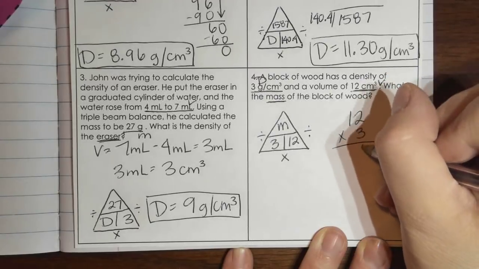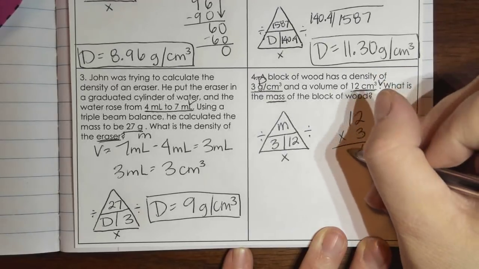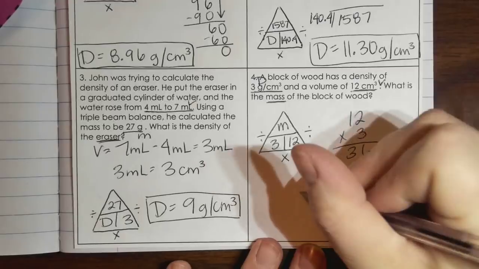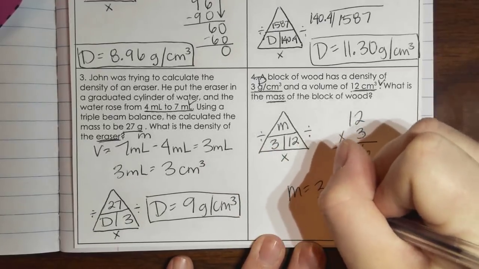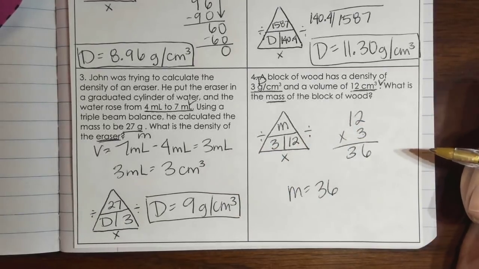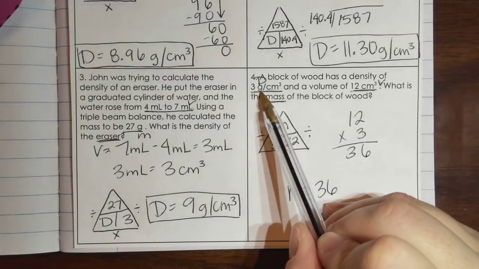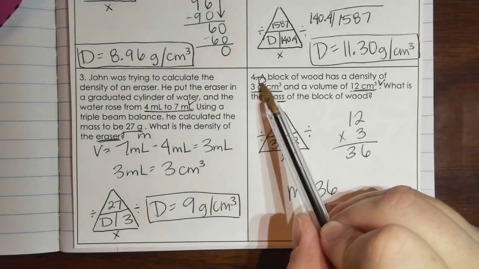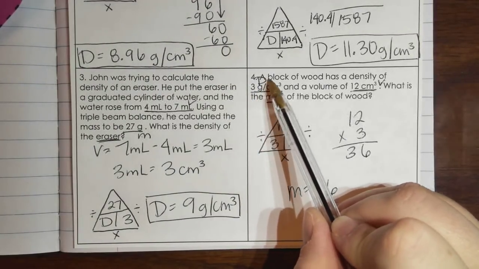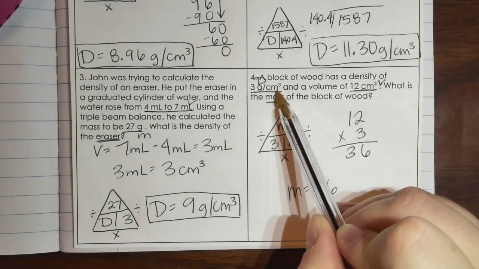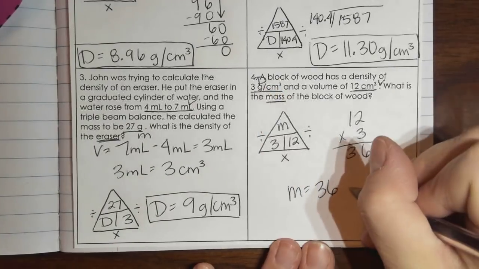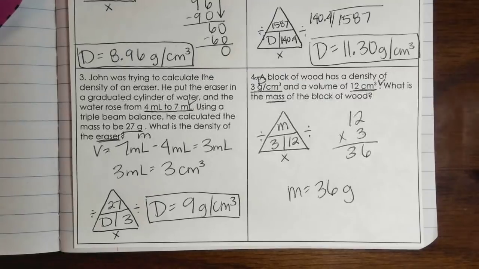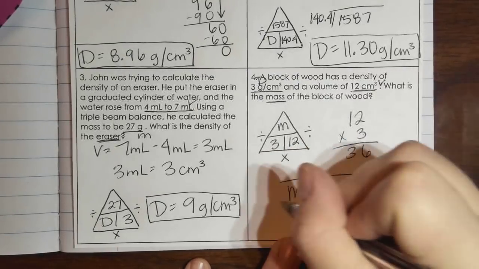3 times 2 is 6. 3 times 1 is 3. So my answer is m equals 36. Now to figure out our units, we can go back and look at, well, what was our density units? Remember, it's mass slash volume. So the mass units must have been grams. So the mass of the wood block was 36 grams. Box your answer.